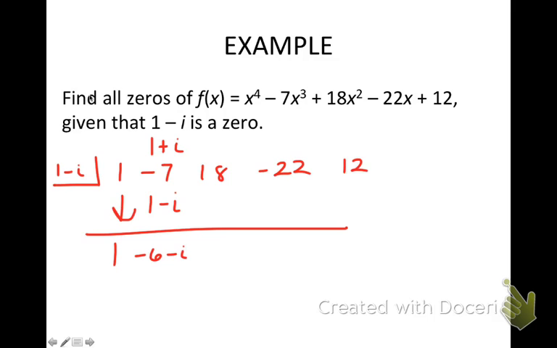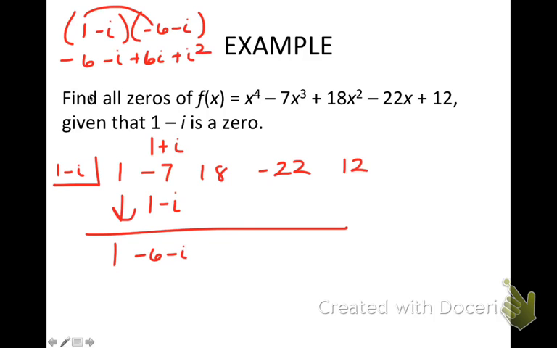What do we get when we multiply these together? It'll be negative 5 because of the negative. I'm going to do a sidebar up here. Negative 1 minus i times negative 6 minus i gets us negative 6 minus i plus 6i plus i squared. i squared is negative 1. So we get negative 7 plus 5i. Adding to the 18, we get 11 plus 5i.